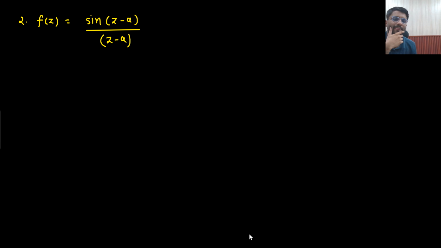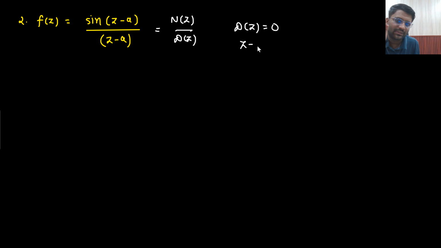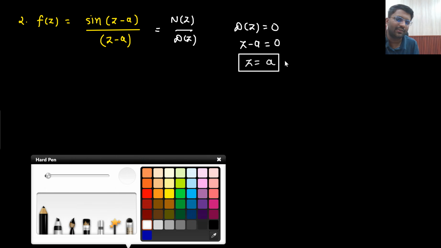What about this one? Sir, again it is numerator by denominator, no? So, sir, I will find the point of problem. What is the point of problem? The point of problem is that the denominator equals 0. That means z minus a equals 0. That means z equals a is the singularity. Yes, it is a problem. It is surely a singularity.